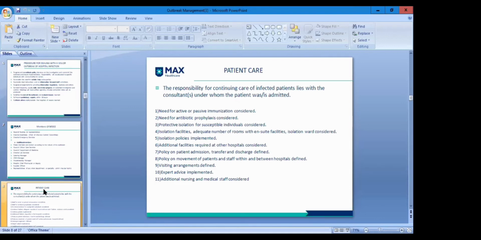So we should see whether any active or passive immunization needs to be considered in this case, or any antibiotic prophylaxis. Protective isolation for susceptible individuals is considered. Isolation facilities, an adequate number of rooms, isolation of wards, and isolation policies need to be implemented. If there is any additional fixed facility, we have to refer our cases there.